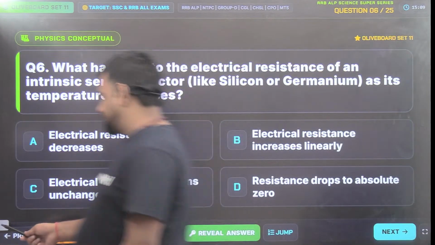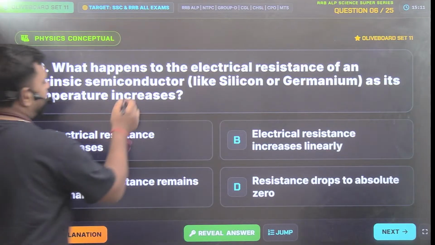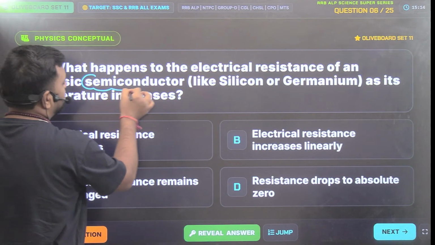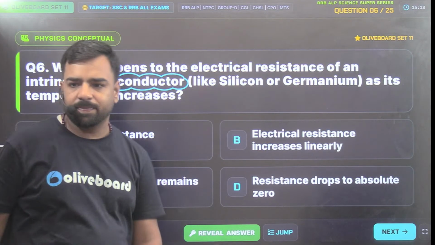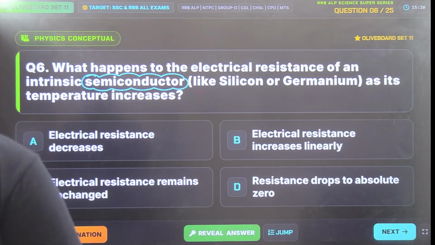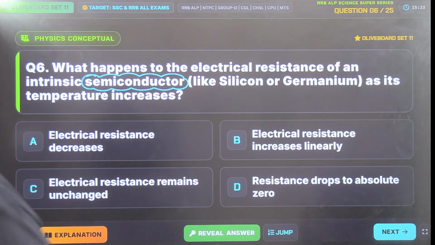And guys, it's a humble request. Please focus on this point that it is not talking about metals, it is discussing about semiconductor. So since it is talking about the semiconductor, please answer accordingly. Waiting for the answer, please.